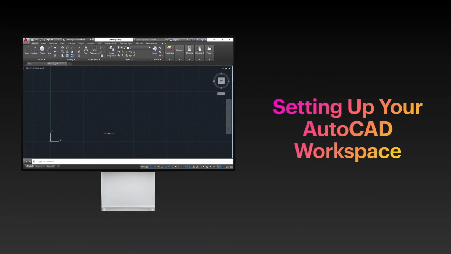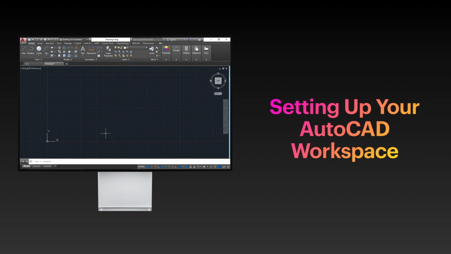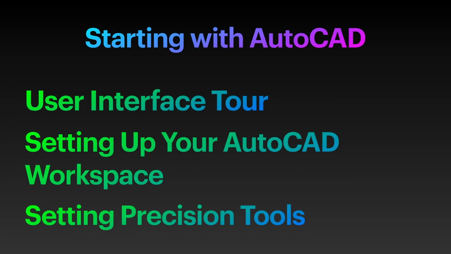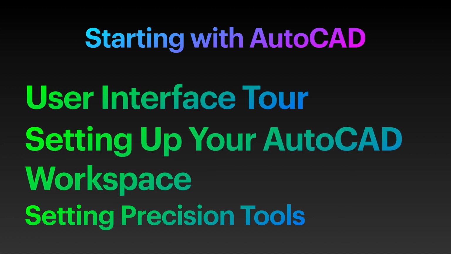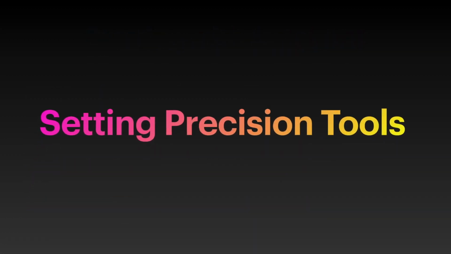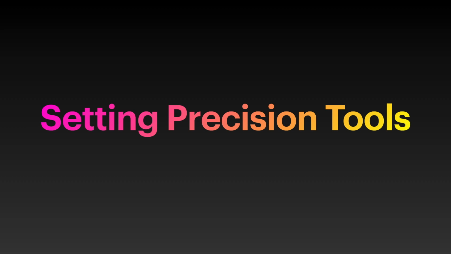So that is how you set up your AutoCAD workspace. If you are going to create a 3D model, choose 3D Basics or 3D Modeling and see how your ribbon changes. Ready to draw now? Wait! Here are some useful precision tools that will help you in your masterpiece.